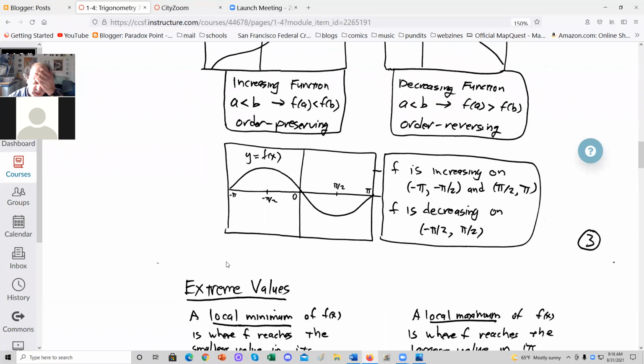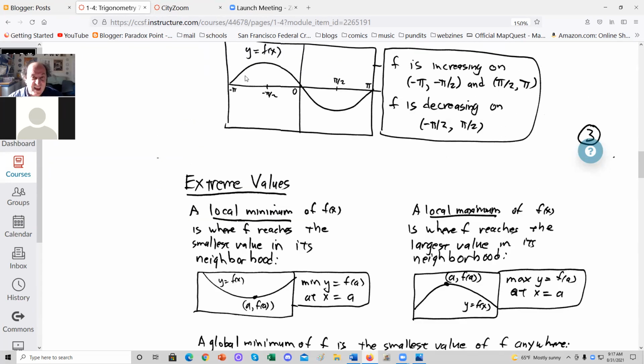Here, if you have a graph like this, it'll be increasing and decreasing in different parts. For example, this graph is increasing for x from negative pi to negative pi halves, and from pi halves to pi. It's decreasing from negative pi halves to pi halves. So it's increasing, then decreasing, then increasing.